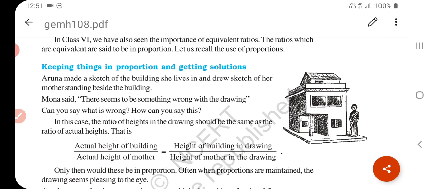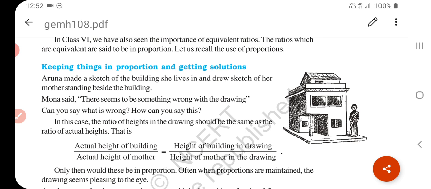Okay, can you say what is wrong? How can you say this? सो इसमें रॉन्ग क्या है? So see the height of the mother. Okay, in this case the ratio of heights in the drawing should be the same as the ratio of actual heights. That is, actual height of building upon actual height of mother is equal to height of building in drawing upon height of mother in drawing.